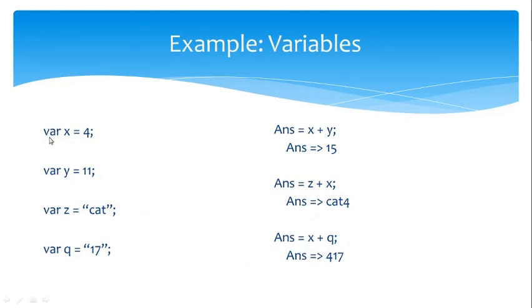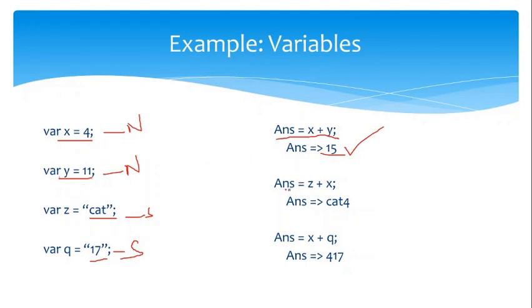Example, where x is equal to 4, y is equal to 11, z is equal to cat, q is equal to "17". This is a string, and this is a string, and this is a number, and this is a number. So first, what is the answer? x plus y. 11 plus 4, the answer is 15, correct.